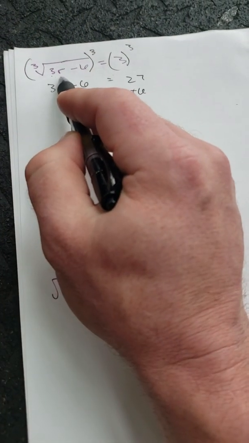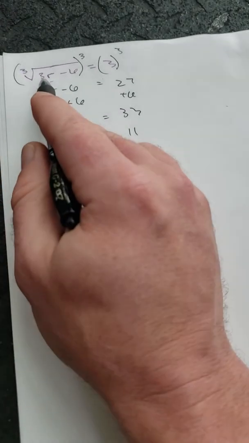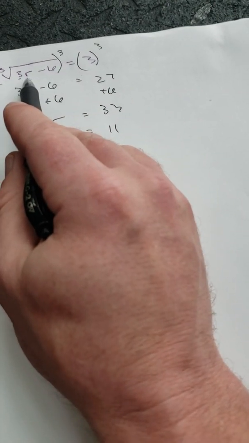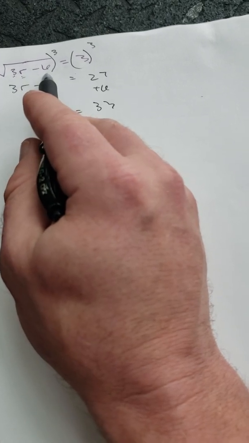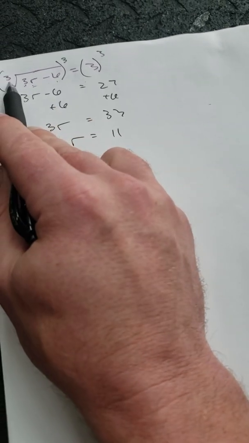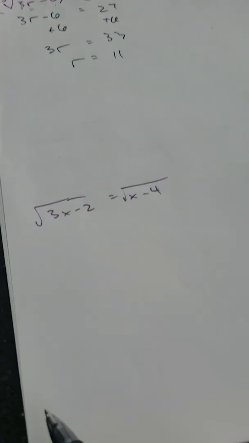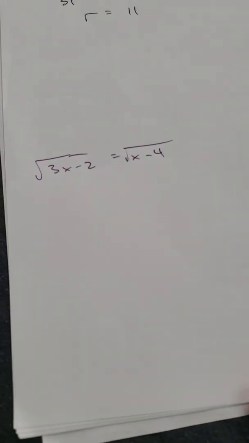So r is 11, make sure I did my math right. We have 3 times 11, 33, minus 6 puts me at 27. Cube root of 27 gives me 3. Boom. Positive. All right, then we run into this one down here.